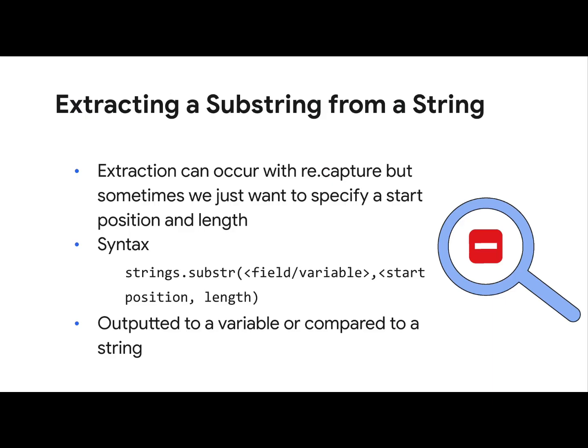A few common ways to use this function include outputting the substring to a placeholder variable that can then be used for aggregation or displaying it in the outcome section. Another option would be to output the substring and then compare it to another string. Let's take a look.